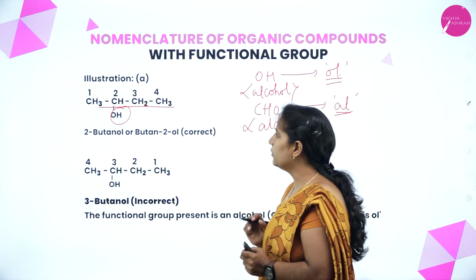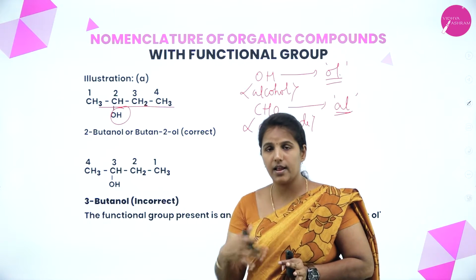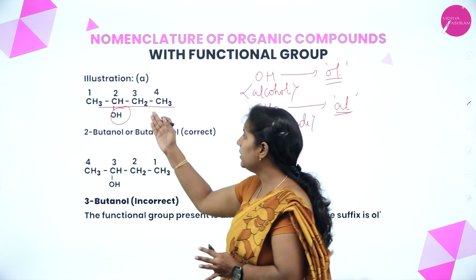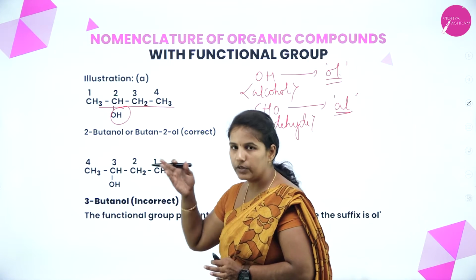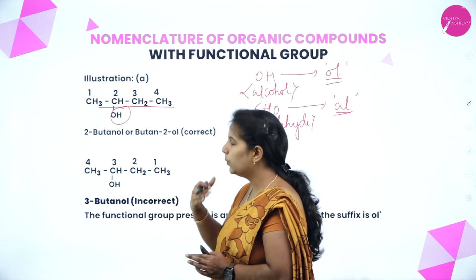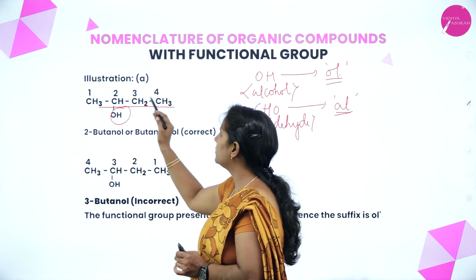Okay, so here you can see that the first and foremost rule is we have to see if there is any substituent group in a given organic compound. If no substituent group is there, directly we can go through with the root word. What is the root word? What tells about the number of carbon atoms? How many carbon atoms are there? 1, 2, 3 and 4.